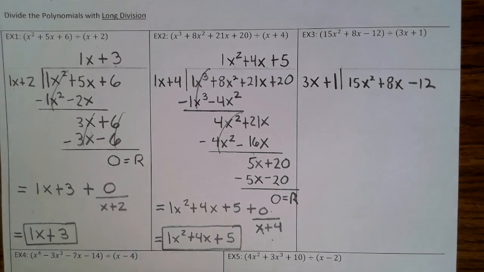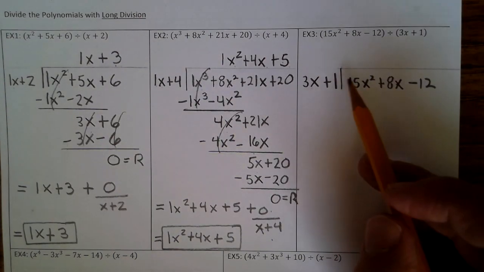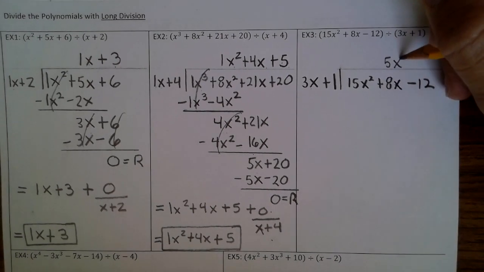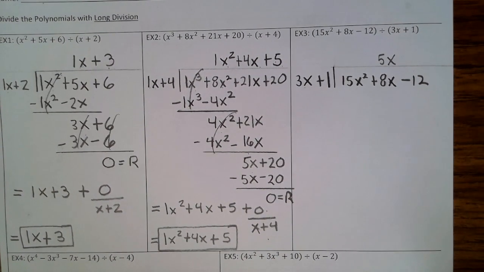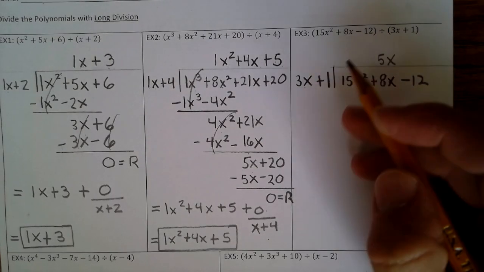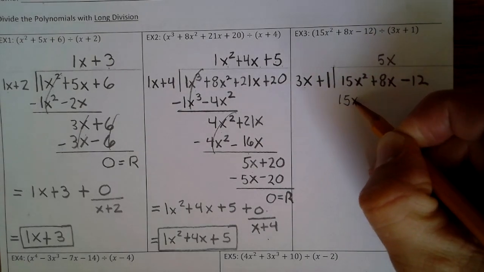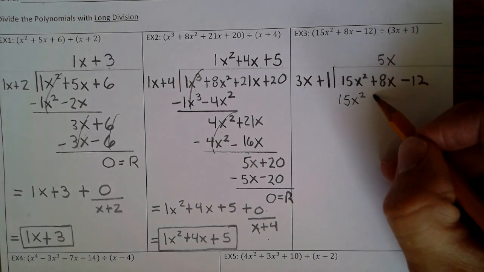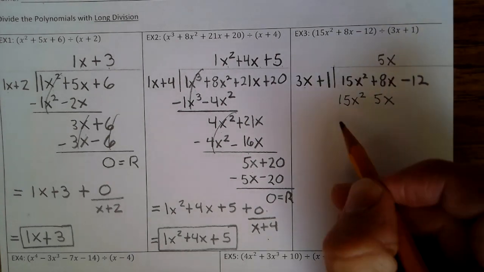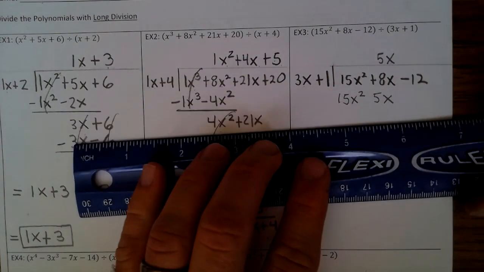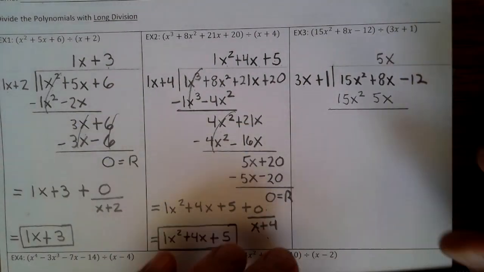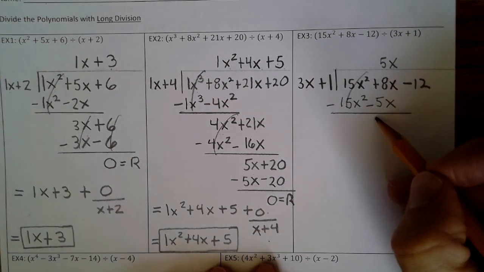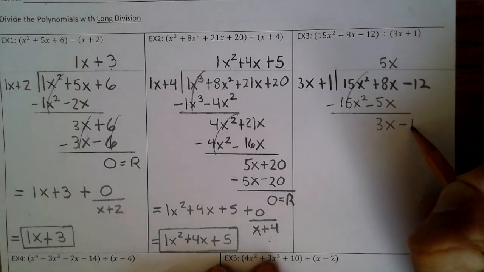Okay, so now you ask yourself, what do you multiply 3x by to give you 15x squared? The answer to that is 5x. So now we multiply. 5x times 3x is 15x squared. 5x times 1 is 5x. We now subtract. That cancels. 8x minus 5x is 3x. Bring down the minus 12.